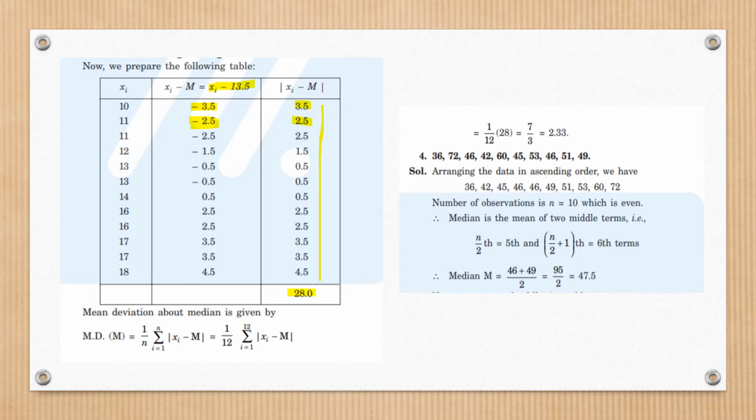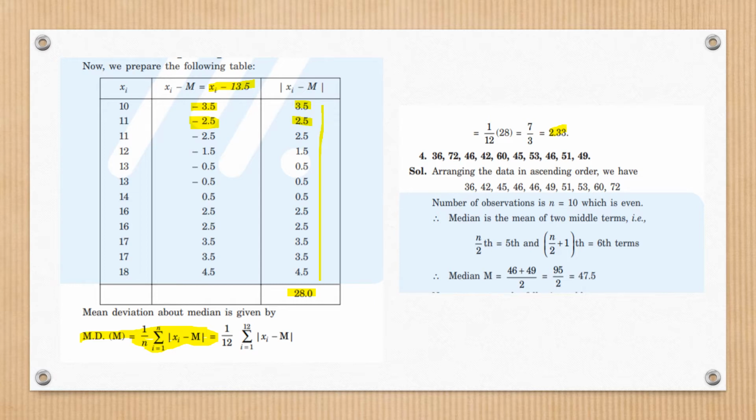So mean deviation about median is given by this formula, 1 by n times summation xi minus M whole mod, which is 1 by 12 times 28, that is 7 by 3, and hence it is 2.33.